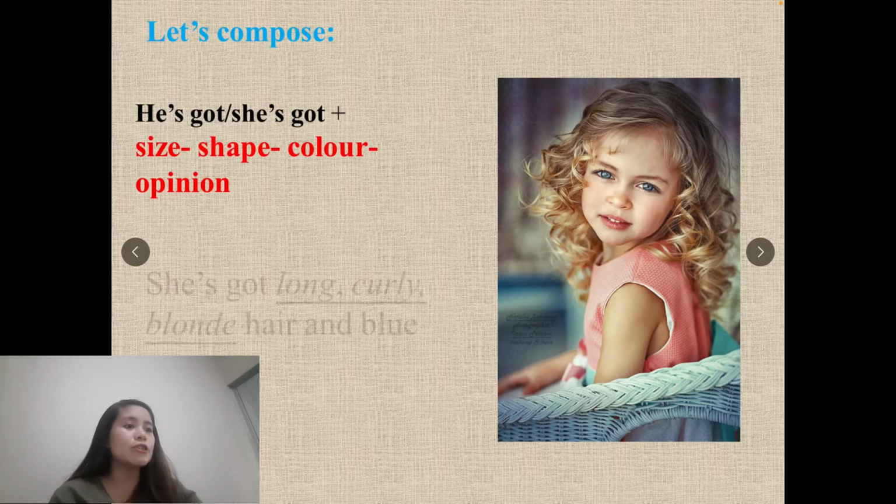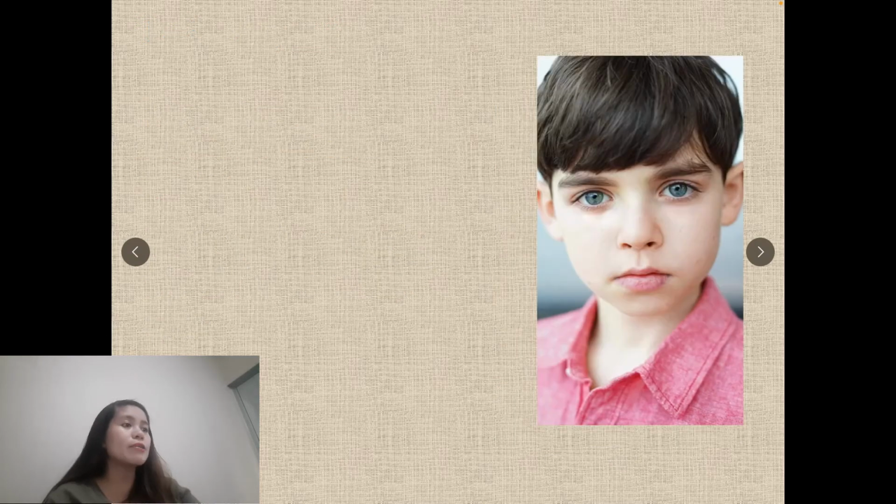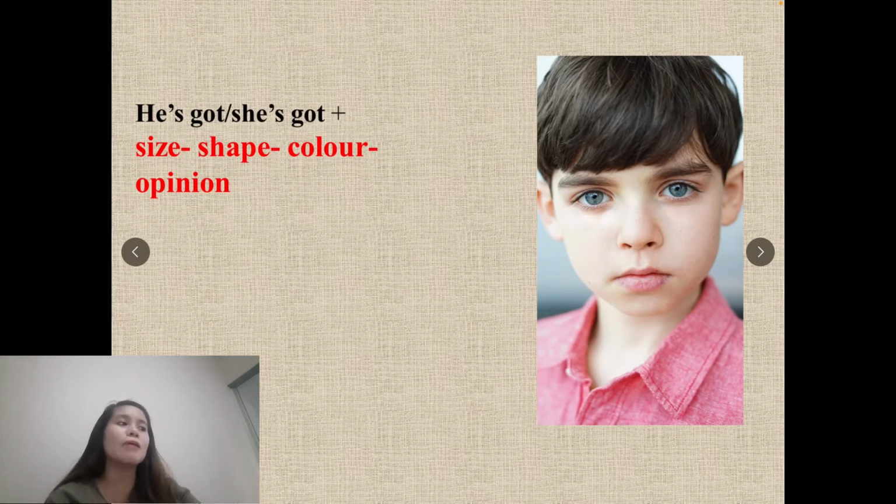Okay, so let's try. So look at the picture. So you can see the girl. So she's got long curly blonde hair and blue eyes. So we have the size. The size is long and the shape is curly and the color is blonde. Okay, so when you describe the hair, we have to follow the size, the shape, and the color. That's the pattern.